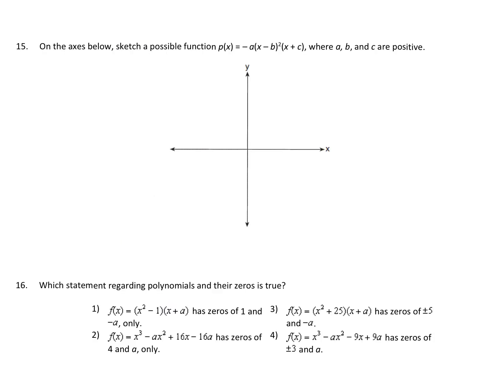Okay, so number 15, on the axes below, sketch a possible function for p of x, where a, b, and c are positive. Okay, so first of all, we could see here that if a is positive, but it has a negative in front of it, that tells us we're going to have a negative leading coefficient, okay? Now if we look at this, this says x minus b squared. So if this is x minus b, it means we have a 0 at x equals positive b, and that square tells us that we have multiplicity of 2.